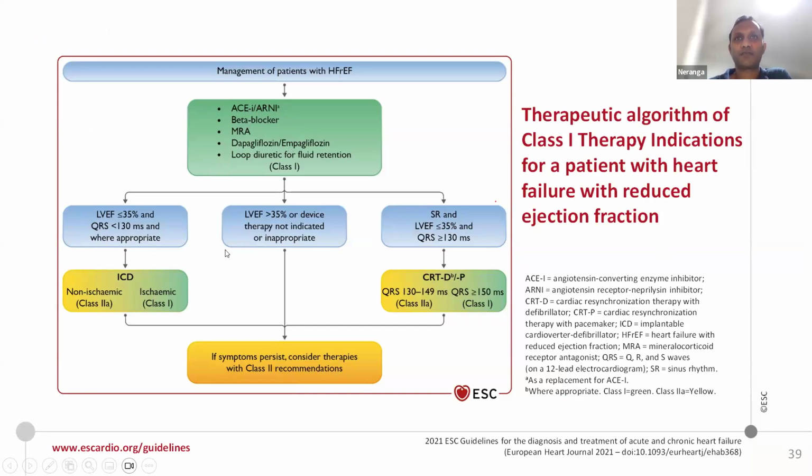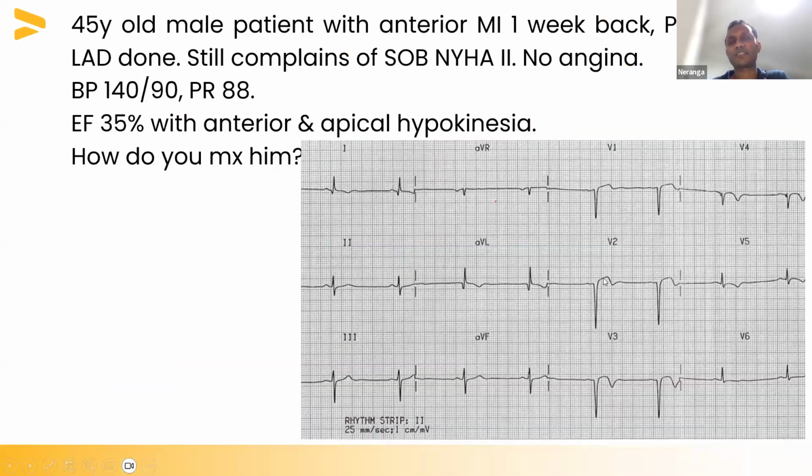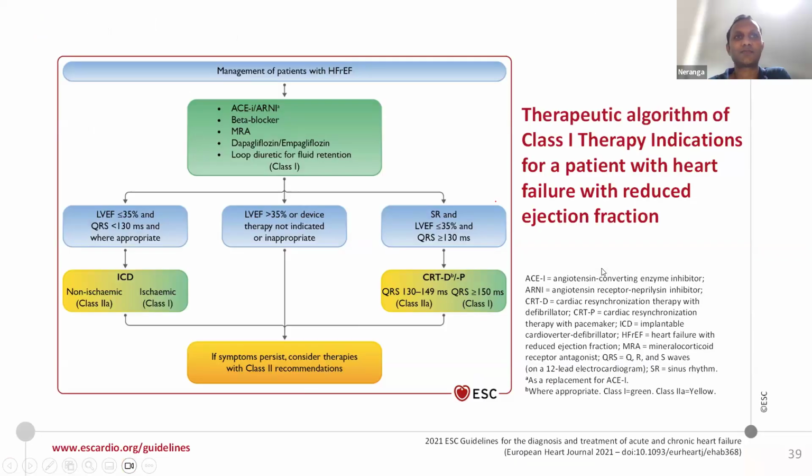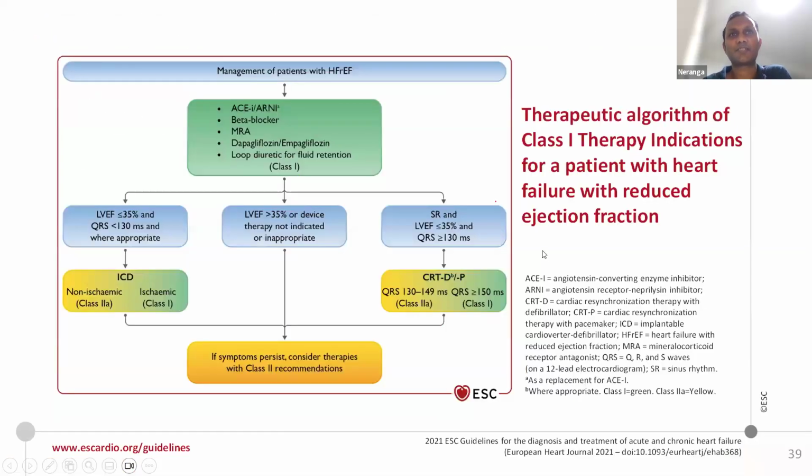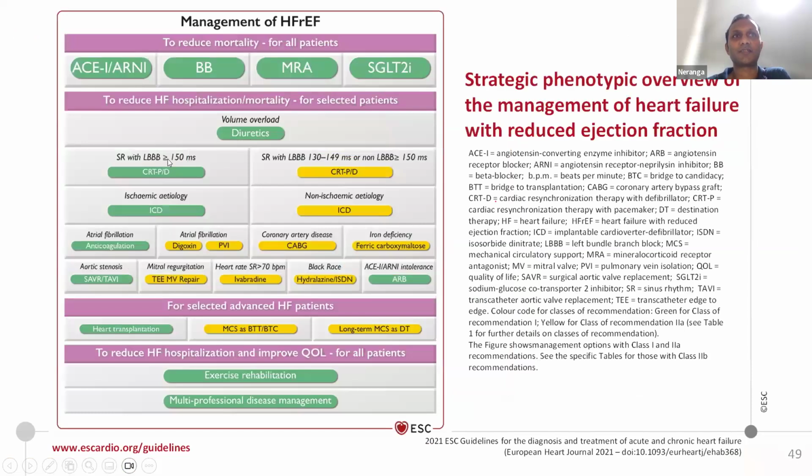But we have to obviously wait for this patient. You can't put in an ICD yet because you have to wait at least 6 weeks to check whether the EF improves. So this is a complete slide of the HFrEF management. So baseline 4 drugs we have to give, and you can add diuretics. If there's LBBB or wide QRS, consider CRT. This patient's QRS is not wide, so this patient does not need CRT.